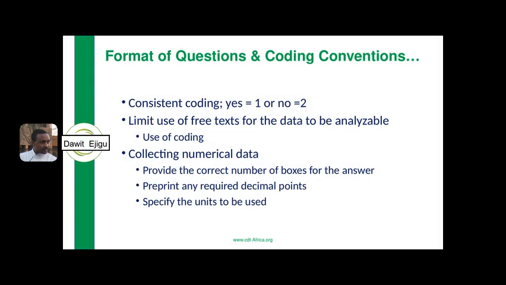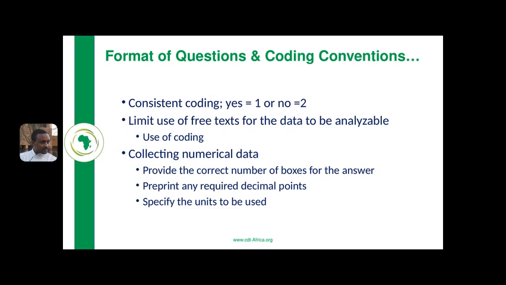Regarding coding, we need to be consistent when we code our responses. For example, if yes is one and if no is two, then this has to be consistent throughout the CRF, since we have also other ways of coding where we code yes as one and no as zero, or other types of coding are possible. We need to also limit the use of free text, as we've discussed earlier, since free texts are very difficult for analyzing, and otherwise we're going to use coding.